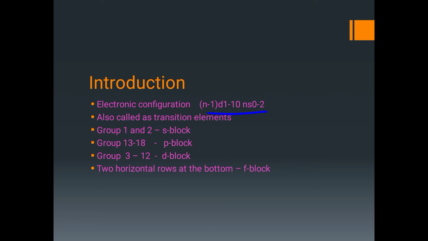Now, group 1 and 2 of the periodic table are called the S block elements. Group 13 to 18 is called the P block elements, and group 3 to 12 is called the D block elements. The two horizontal rows at the bottom are known as the F block elements, which are also called the lanthanides and the actinides.